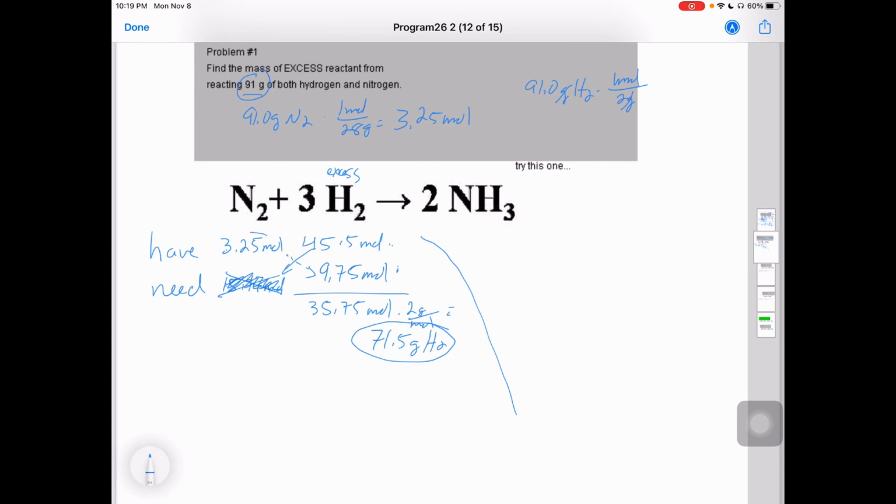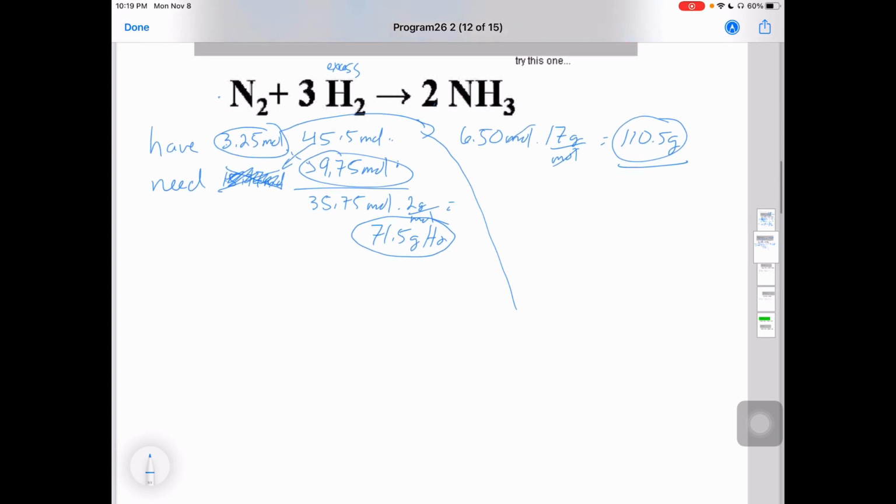Okay, so I'm going to have 3 moles of this and need 3 times as much. So I'm going to produce twice as much of 3.25 from a 2-to-1 ratio, which is 6.50 moles. And the molar mass, I've done this enough. It's 14 plus 3 is 17 grams per mole. And 6.5 times 17 is 110.5 grams of product. So again, I'll do a before and after.